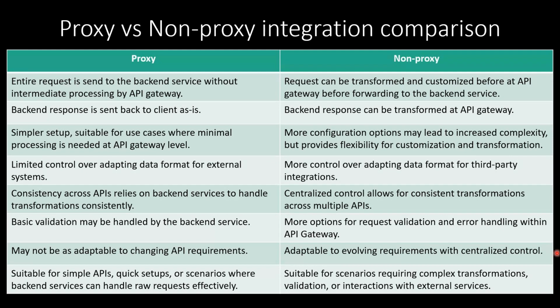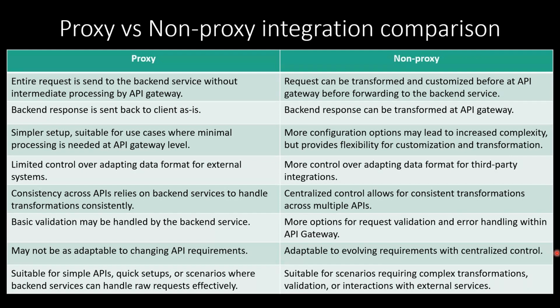Let us now understand the difference between proxy and non-proxy integration with a simple demo in the AWS console. Like we have been saying, in proxy integration, the request is forwarded to the backend as is without any transformation at the API gateway level, and in non-proxy we can transform and customize the request. So let us understand this difference through a demo. What do we mean by sending the request as is and transforming the request at the API gateway level?